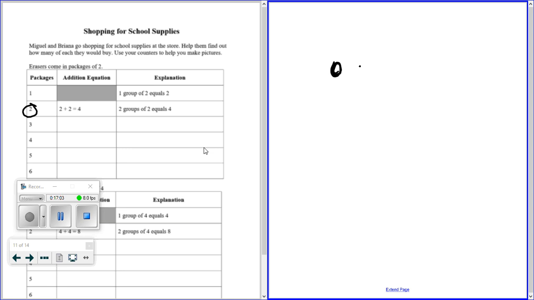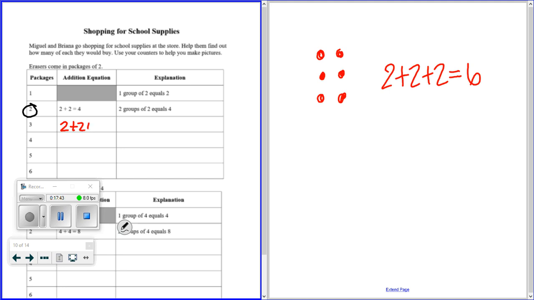What would be my explanation? How many groups am I working with? If you were playing with counters instead of writing, that's a problem. 3. I have 2 hands. Come on, crew, get with it. Ashlyn, what's going to be my explanation? 3 groups of 2 equals 6. Perfect. 3 groups of 2 equals 6. I have 3 groups of 2 in each group, and that equals 6.